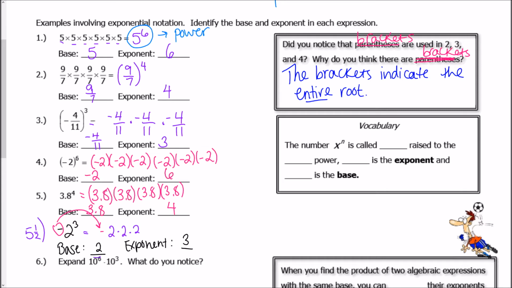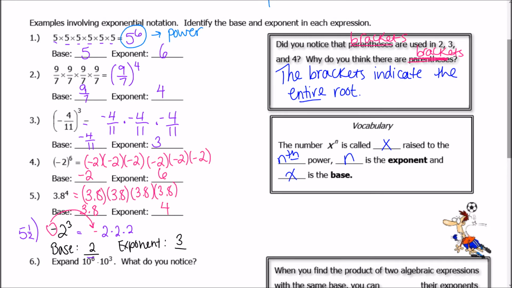Okay? All right, so some quick vocabulary. The number x to the power of n is called x raised to the nth power, or to the power of n, where n is the exponent and x is the base. Okay? All right, so that's it for our first piece right here.